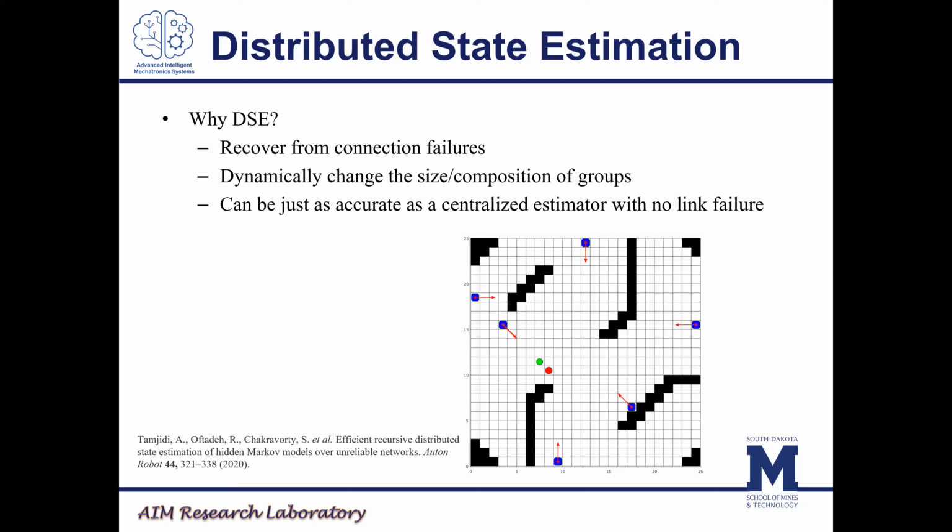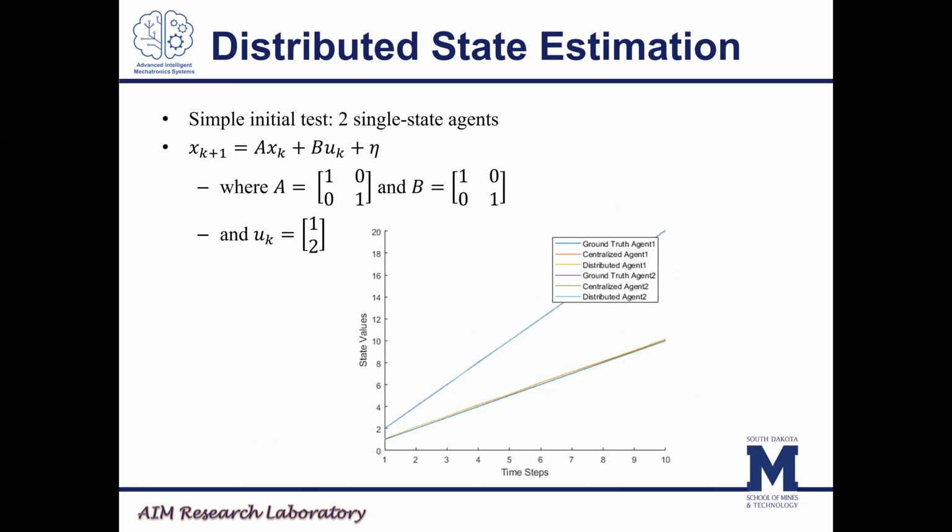One of the nice things about this distributed state estimator invented by Amir Tamjidi is that it's just as accurate as a centralized estimator if there's no link failure. So you're not losing accuracy by using this in the long run.